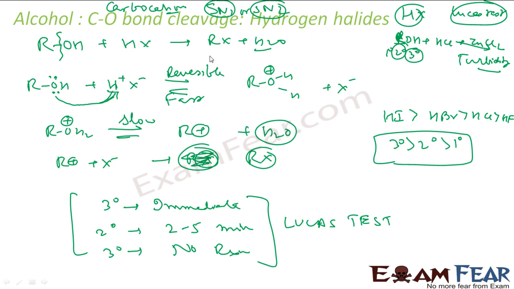And this says nothing but the same thing. The C-O bond is cleaved. So I have ROH, we react with HCl in the presence of ZnCl2, you get RCl, and this is turbidity.